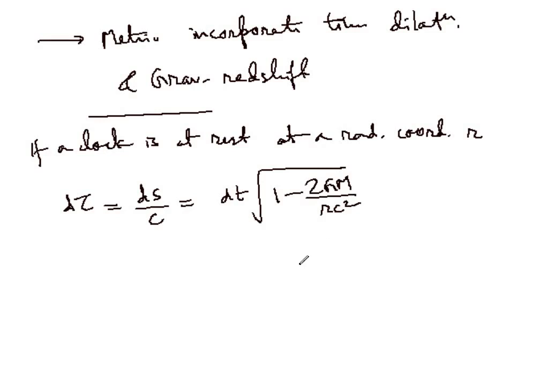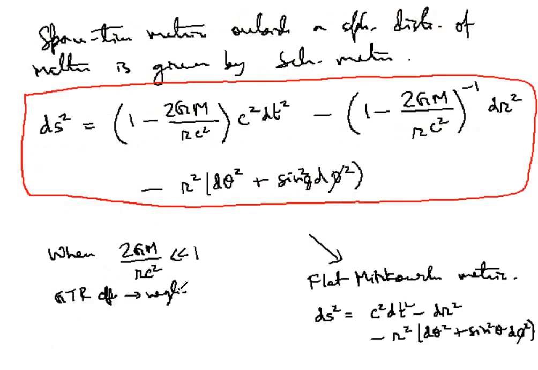Now note that here d tau is less than dt. So what does this mean? This means that time passes more slowly closer to mass m, where the surrounding space-time becomes more curved. And this is basically what is known as gravitational time dilation. So you see our metric incorporates the time dilation. Now you see something interesting. We have shown this metric for a non-rotating scenario.